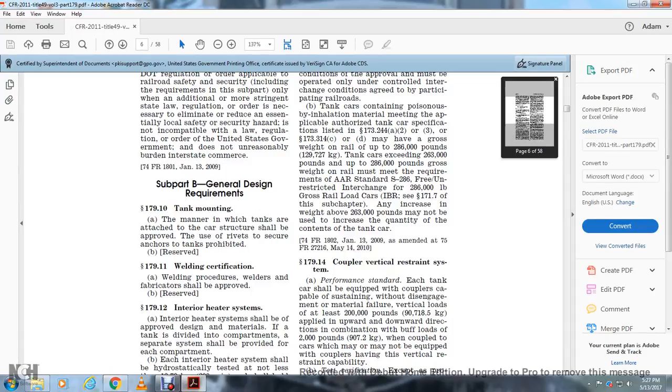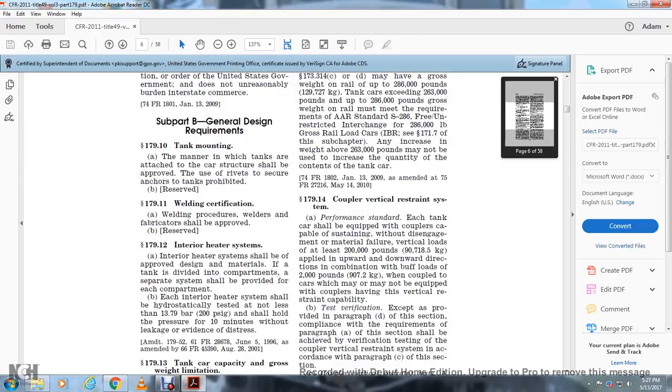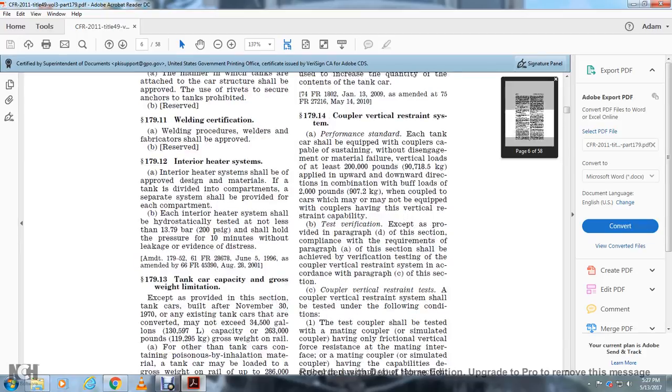The design materials and the tank divided into compartments as a separate system shall be provided with each of the car. Each interior heater system shall be hydrostatically tested at not less than 13.79 bar or 200 psi. Gauge hold the pressure for 10 minutes without leakage and evidence of distress.